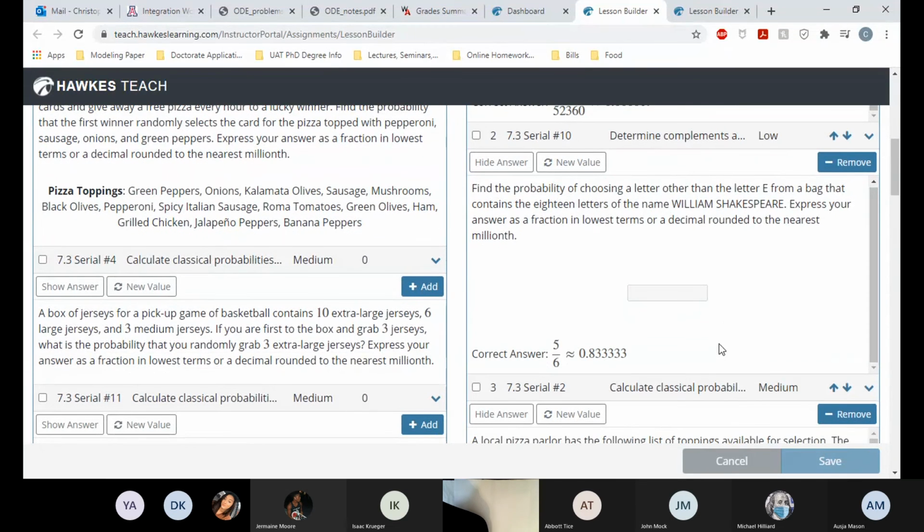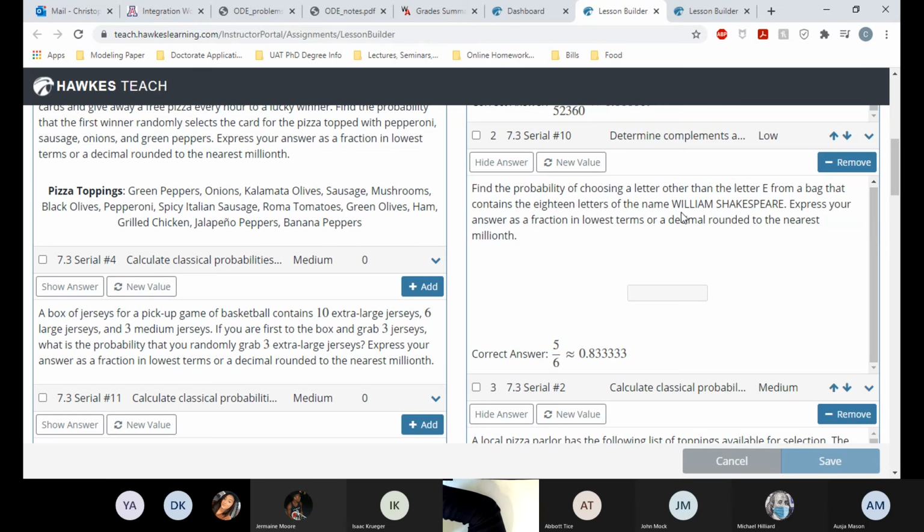Now, these are misleadingly easy, and I'm talking about number 2 here, because all you have to do is literally count up the letters, like whatever it's asking you to do. You don't need permutations, combinations, or factorials, nothing like that. It says find the probability of choosing a letter other than E from a bag that contains 18 letters of the name William Shakespeare. They already told us there's a total of 18, so we don't even have to count up the total. How many letters are there that are not E? That's what we need, right?